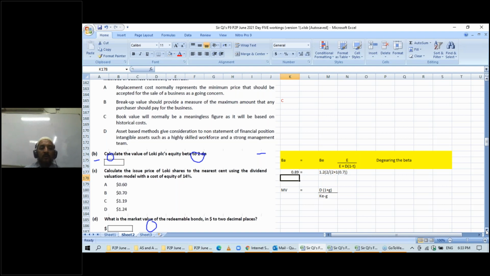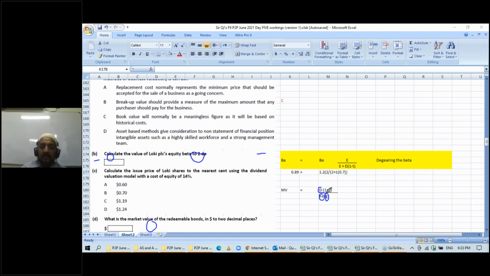Now moving on to requirement C. Calculate the issue price of Loki shares to the nearest cent using the dividend growth model with a cost of equity of 14%. So cost of equity is 14%, which is represented by KE in this formula. And we have to put in the growth rate, which is 4% in this question.